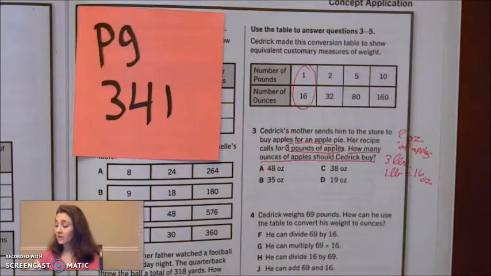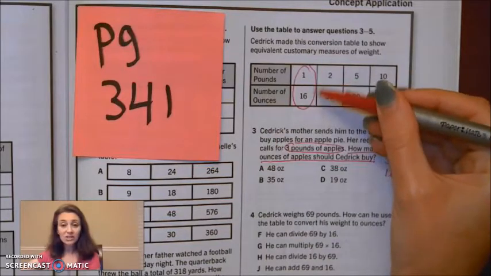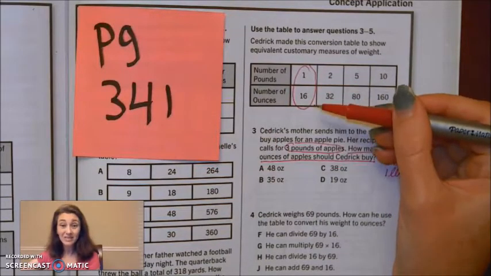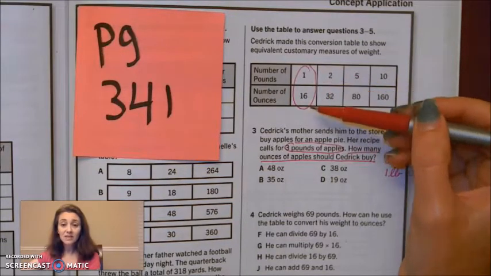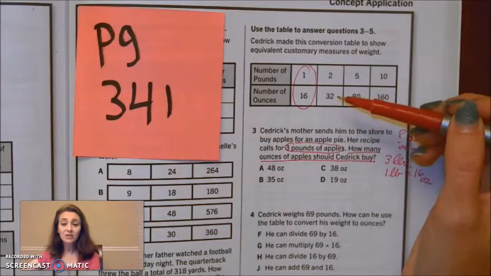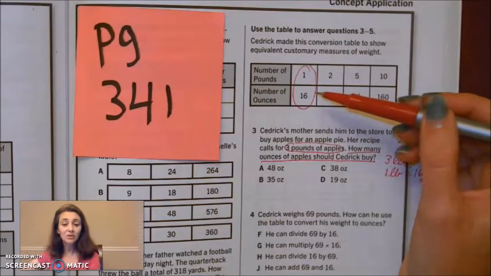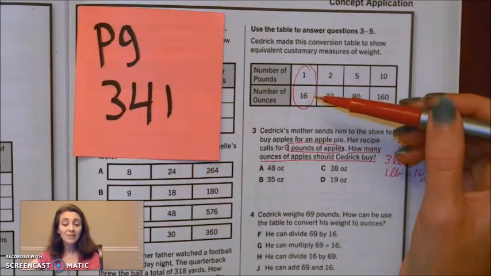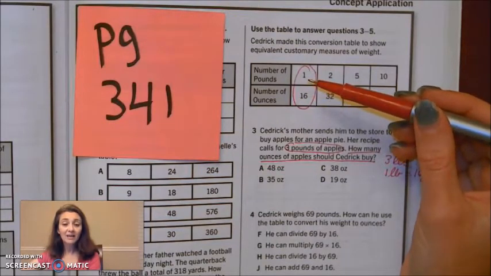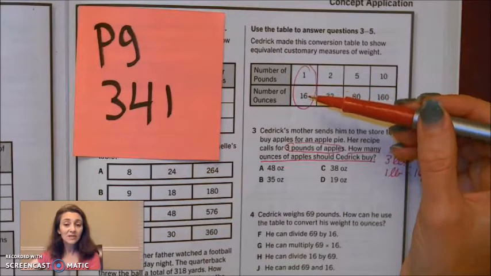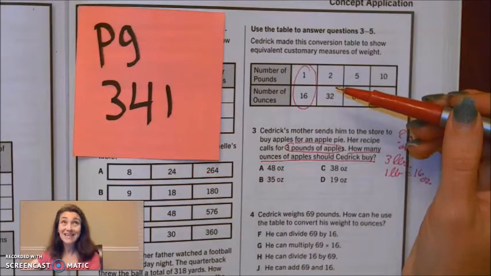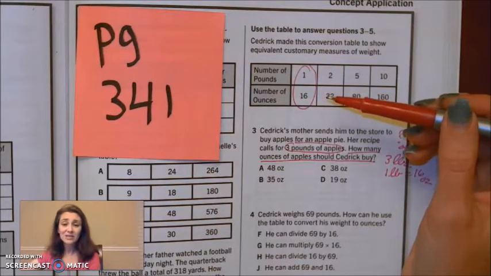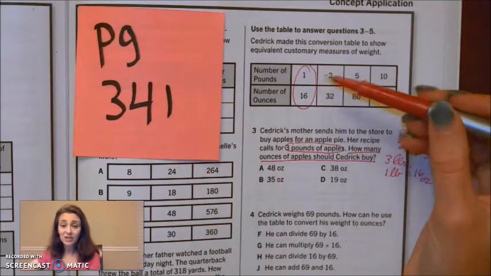3 pounds. I'm going to look at this just like it's an input-output table because that's what it is. I'm going to find my rule. Well, I've got 1 pound is 16 ounces, 2 pounds is 32 ounces. I see that my numbers are getting bigger in the output, so that means I'm either going to add or multiply. If I added, 1 plus 15 would give me 16, but 2 plus 15 would give me 17, not 32. So I don't want to add. So I'm going to try multiplication.